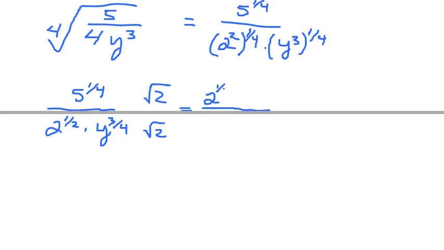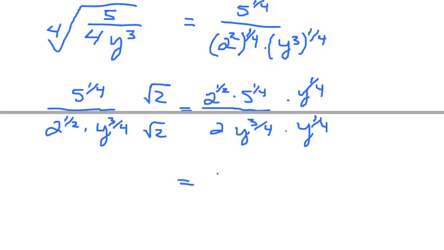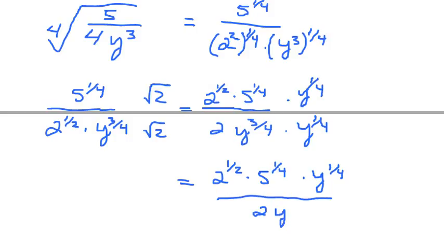Actually, let me go ahead and rewrite that back like that. And then square root of 2 times that, that's just going to be 2 y to the 3/4. And now we need to get rid of this y to the 3/4. We're going to say y to the 4th times y to the 4th. And so now we're going to be left with 2 to the half times 5 to the 1/4 times y to the 1/4. And that's going to be all over 2y. And that'll be all over 2y there.